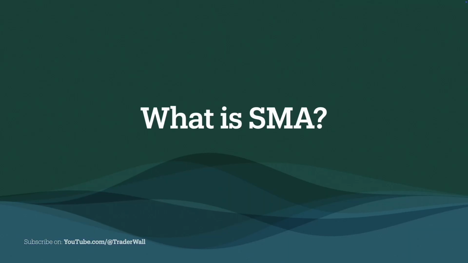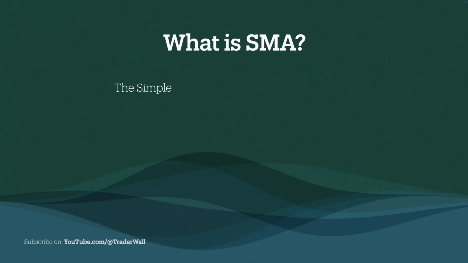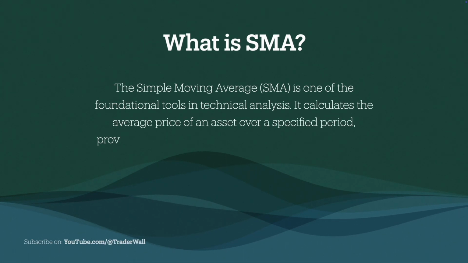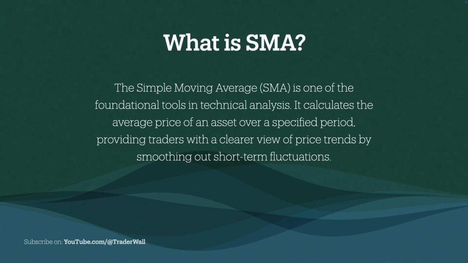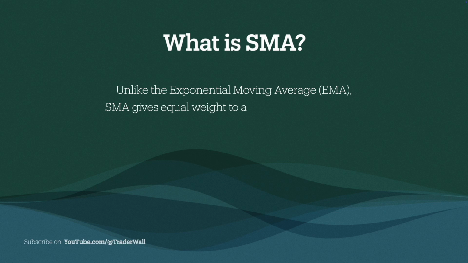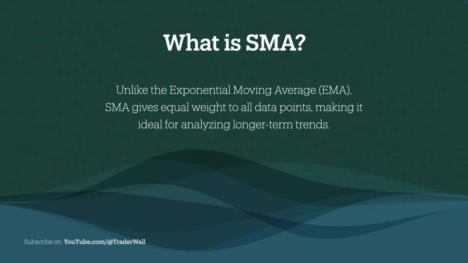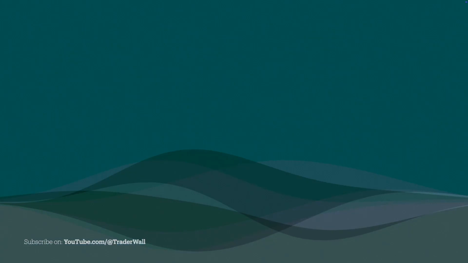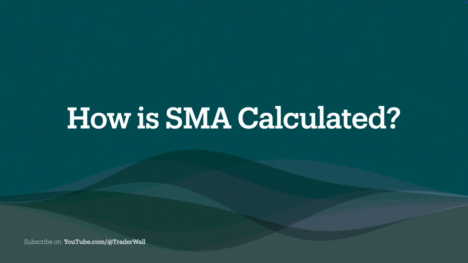What is SMA? Simple moving average, SMA, is one of the foundational tools in technical analysis. It calculates the average price of an asset over a specified period, providing traders with a clearer view of price trends by smoothing out short-term fluctuations. Unlike the exponential moving average, EMA, SMA gives equal weight to all data points, making it ideal for analyzing longer-term trends.